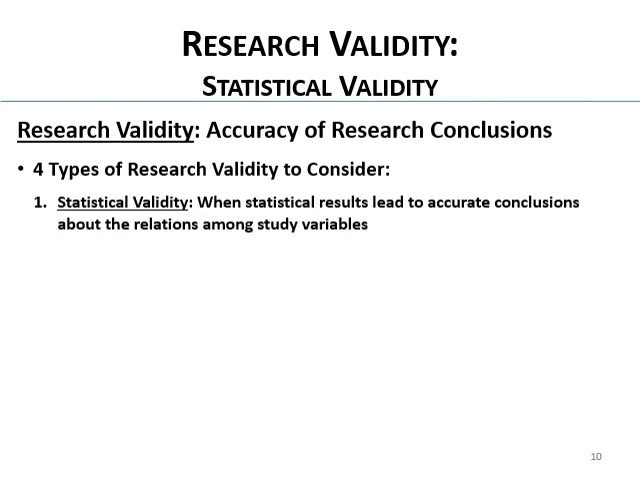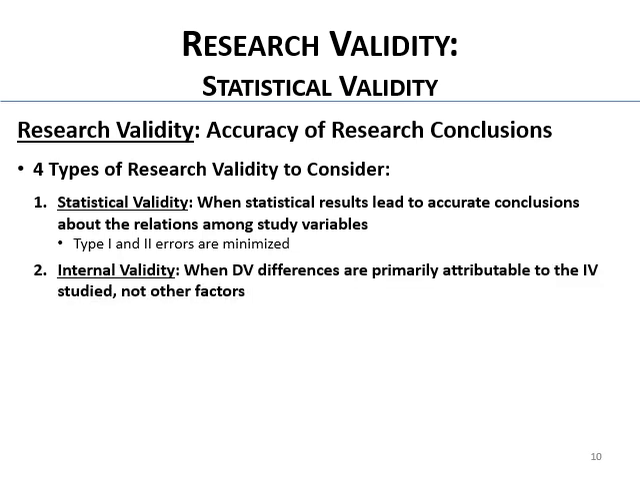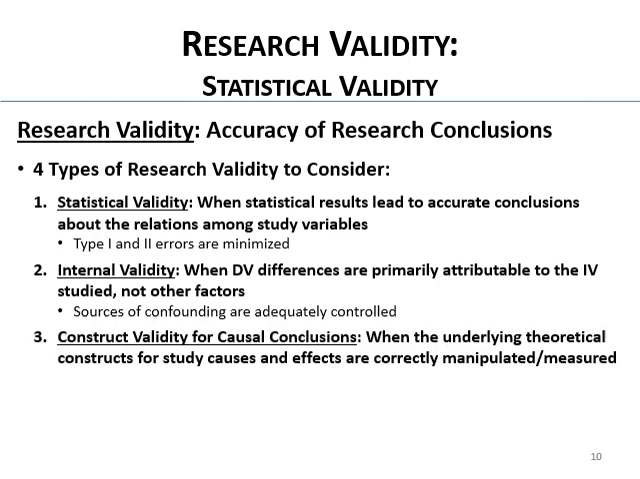There's statistical validity, that's today, when statistical results lead to accurate conclusions about the relations among study variables. And that is basically you've minimized your type 1 and type 2 errors. Then there's internal validity, which we'll talk about in a week, and that's when DV differences are primarily attributable to the IV that you studied and not other factors. So what's that mean? Well, it means you've controlled sources of confounding, right? So if there's differences between the groups, it's the IV that caused those differences.